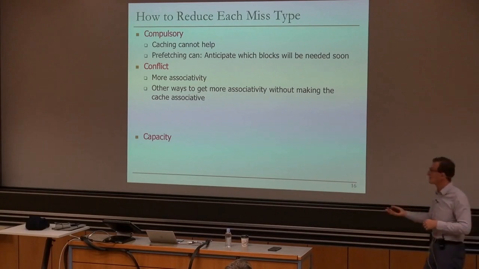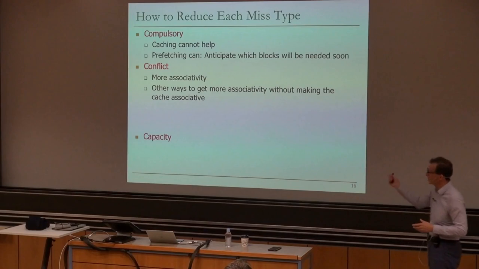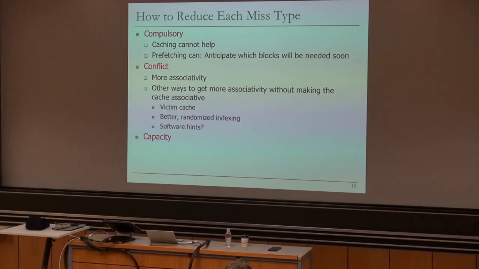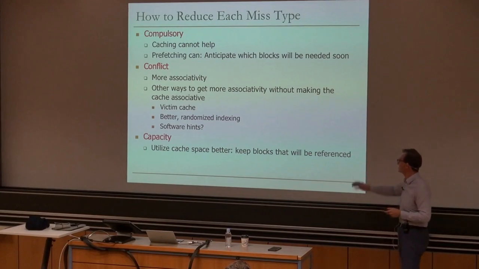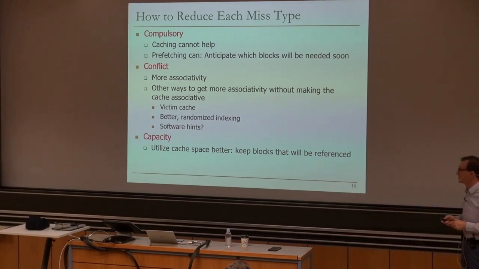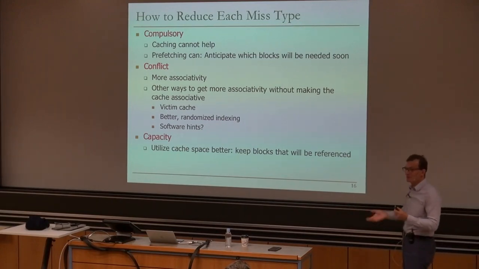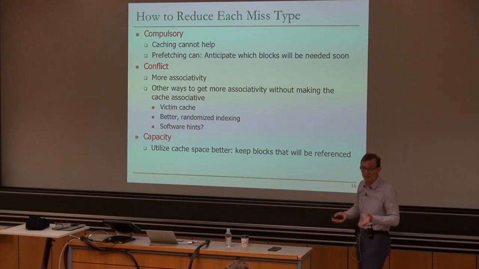Can we actually get the benefits of associativity without actually adding the hardware to support that associativity? We're going to talk about that, and some of these ideas, actually. And capacity misses, utilizing cache space better. Keep blocks that will be referenced, for example. Having a much better intelligent policy to predict the reuse behavior of the cache blocks. And basically, maybe not even caching some of the cache blocks that you're not going to use.